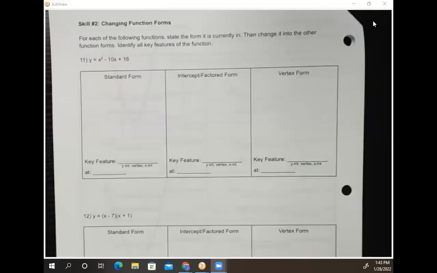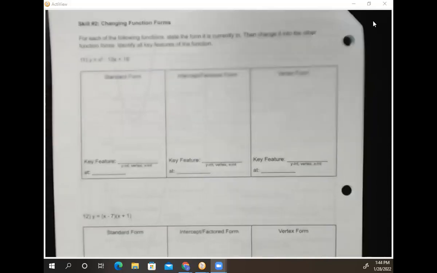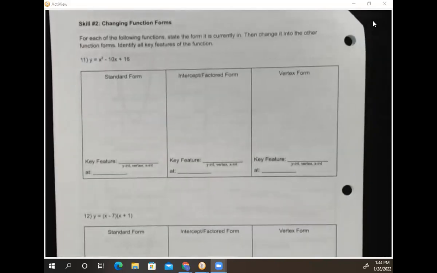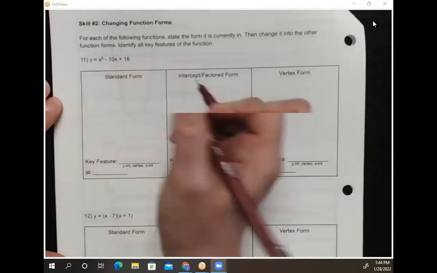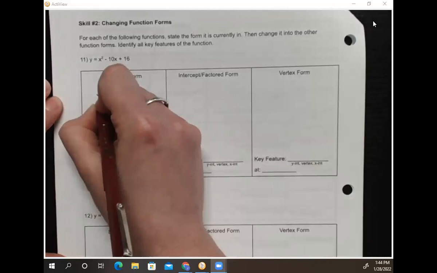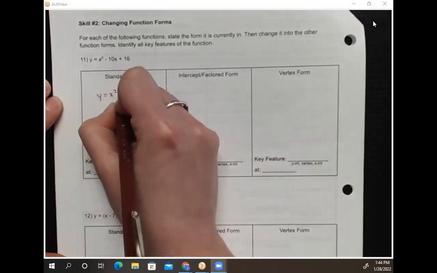We are going to take a look at swapping between our quadratic function forms. I'm in your remediation packet, and we're going to start on page 2, and we're just going to look at a bunch of different examples of how to swap between these quadratic function forms. So number 11 gives us a function that's in standard form. So I'm going to go ahead and jot this down in our standard form box.